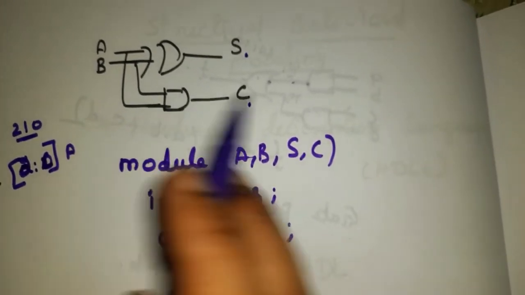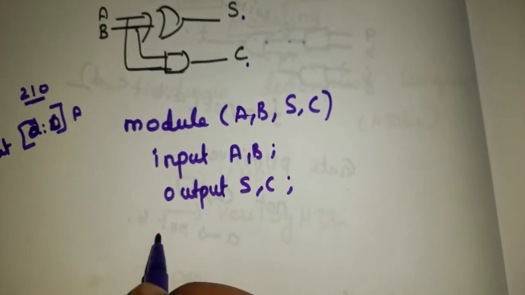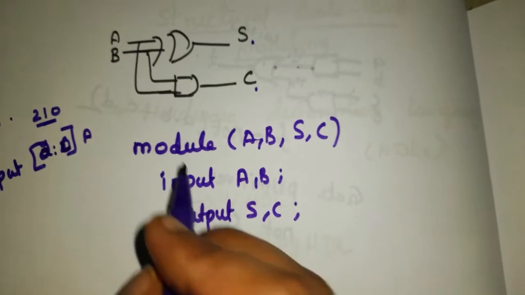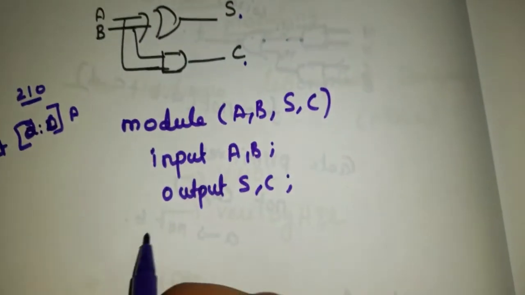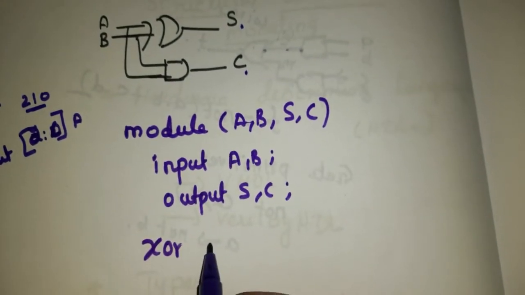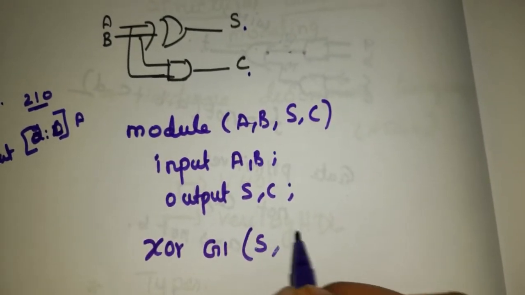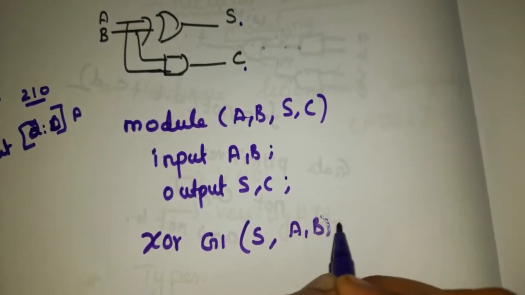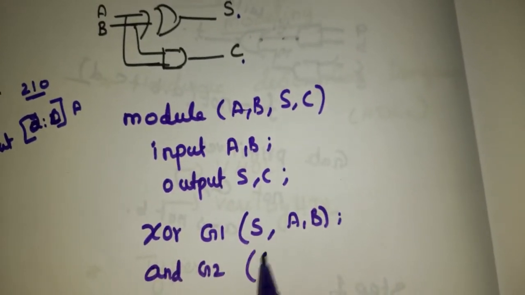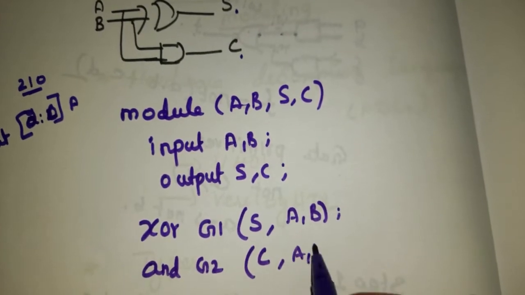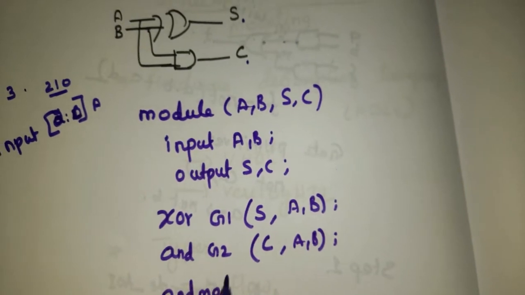comma C. There is no need for wire, and we just go for the next step, that is we define the gates. So here S will get the XOR of A comma B. So XOR, give one name, again I give G1, and output is S and input is A comma B. Similarly that one is AND gate G2, we will get C as output and A comma B are the input. And now we have to end the module.